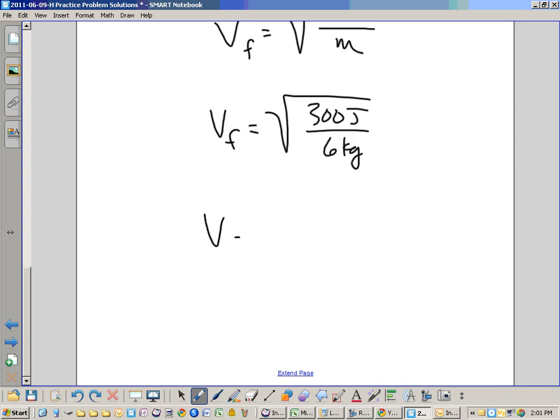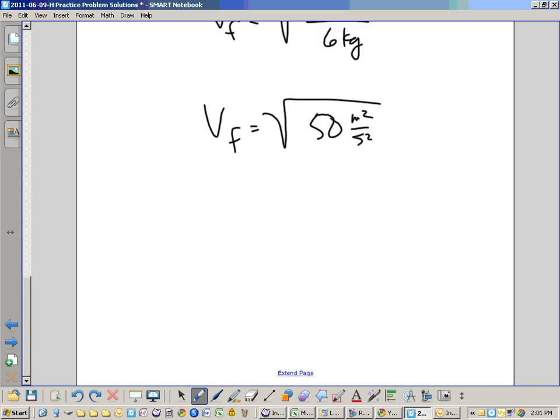So v final is equal to the square root of 50, what are joules divided by kilograms? Dimensionally, kilogram meters squared per second squared divided by kilograms gives meters squared per second squared, right? And that's what we should get, because when we take the square root of that, we'll end up with a velocity.